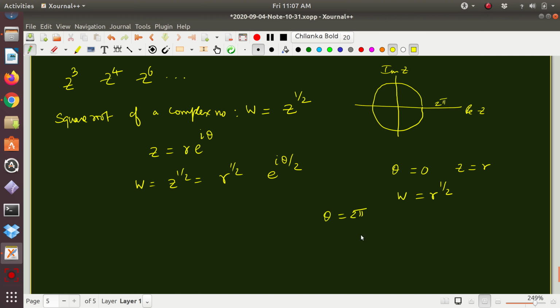When theta is equal to 2 pi, what is w? w is r to the half, and then e to the i theta by 2, so it is i 2 pi by 2. So the 2 cancels, which is r to the half e to the i pi, but e to the i pi is just cos pi, which is minus 1, so it is minus r to the half.